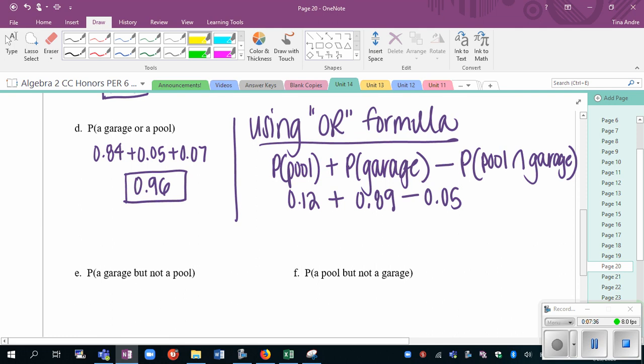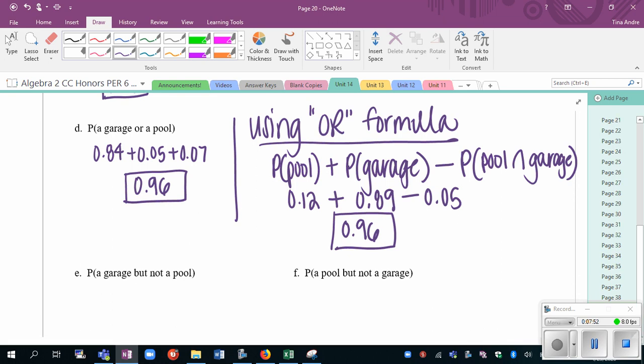Now when you add up these two numbers and then subtract off the 0.05, you end up with exactly the 0.96. So you get the same answer. I just wanted to show you that connection. It doesn't really matter which way you approach it, if you want to use the formula or if you just want to use the visual Venn diagram to come up with that probability.